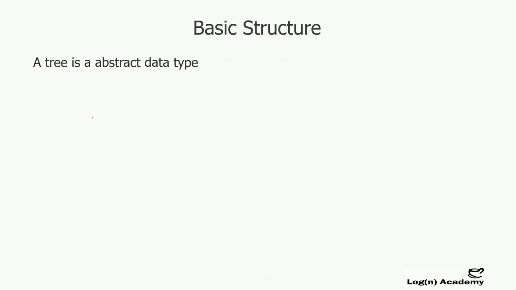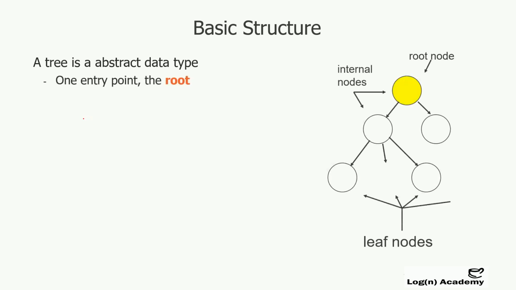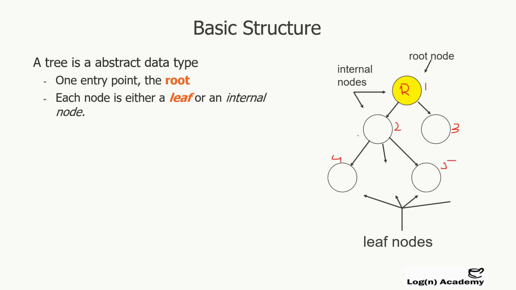The basic structure is that a tree is an abstract data type with one entry point, that's the root. So here we have a root. This is the entry point, the starting point of a tree structure. Each node is either a leaf or an internal node. As you can see here, we have a total of 5 nodes, let's say 1, 2, 3, 4, and 5. These are the leaf nodes. Why do we call them leaf nodes? Because they don't have any children associated with them.